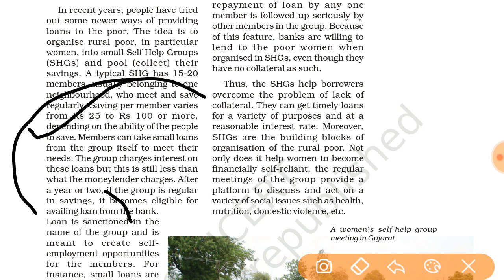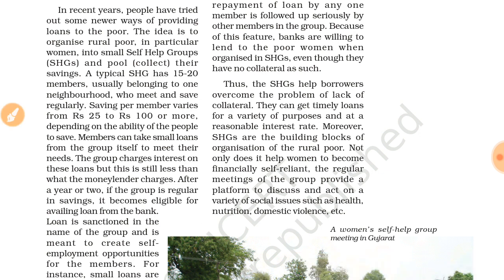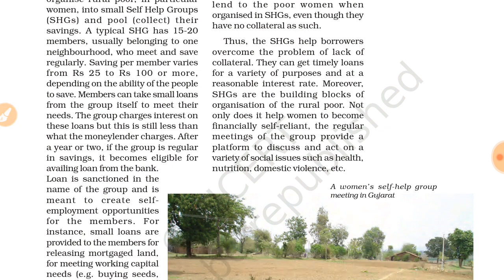The group charges interest on these loans, but this is still less than what the moneylender charges. After a year or two, if the group is regular in saving, it becomes eligible for availing loan from the bank. So this is the self-help group. But again, see, this is not the only characteristic. There are so many advantages of self-help groups. See, what are the advantages?